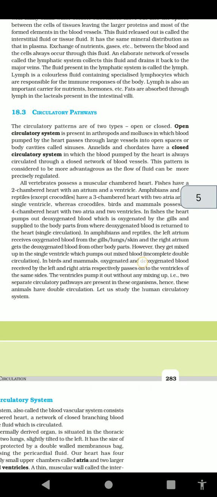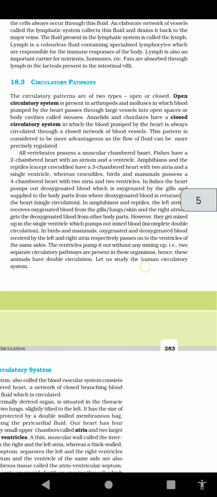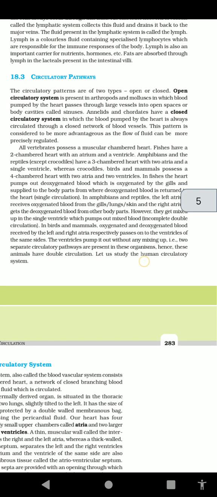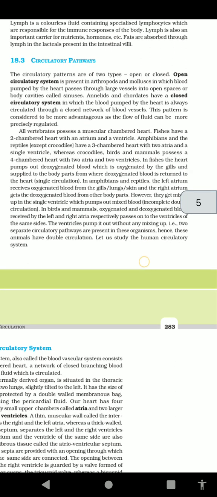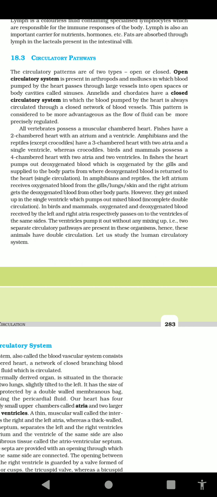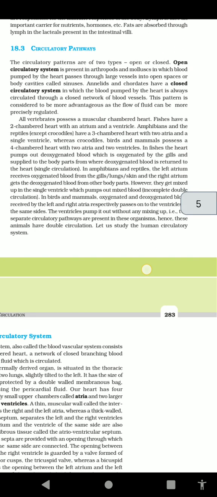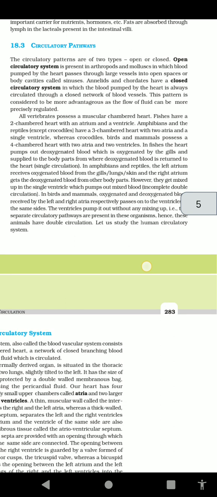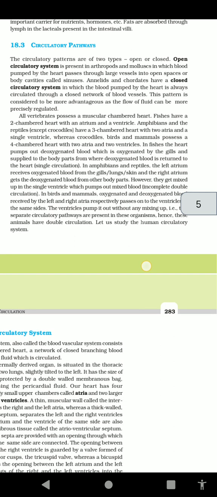An elaborate network of vessels called the lymphatic system collects this fluid and drains it back into the major veins. The fluid present in the lymphatic vessels is called lymph. Lymph is a colorless fluid containing specialized lymphocytes, which are responsible for the immune response of the body. Lymph is also an important carrier for nutrients, hormones, etc. Fats are absorbed through the lymph in the lacteals present in the intestinal villi.